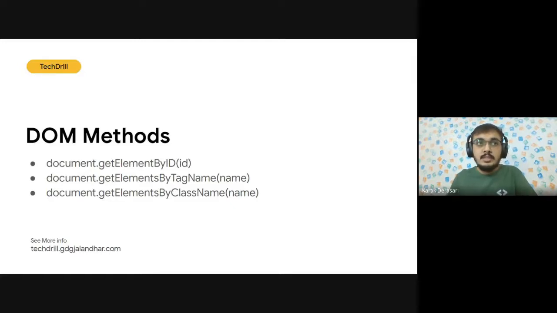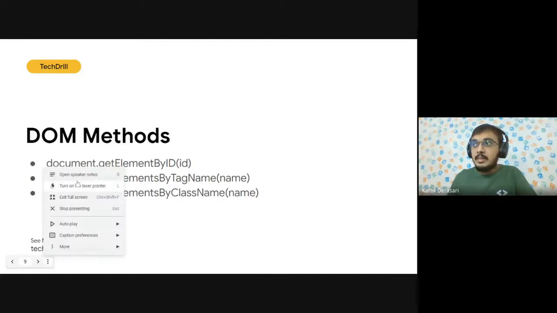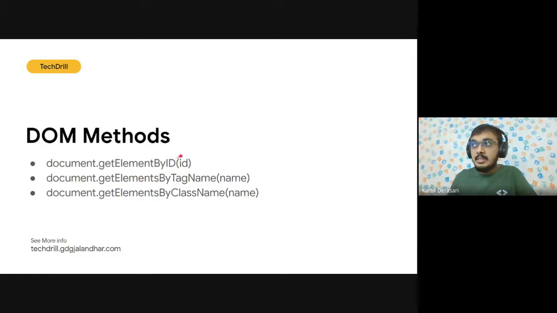So these are the three main methods, and let me open the pointer. Inside the parentheses, we need to define what exactly the ID is. Here also we need to define what exactly the tag name is. For example, if you want all the paragraph text, then here we need to define the p tag. And for the class name, if you want all the elements having some kind of class name, then we can get them by defining the class name inside the parentheses.